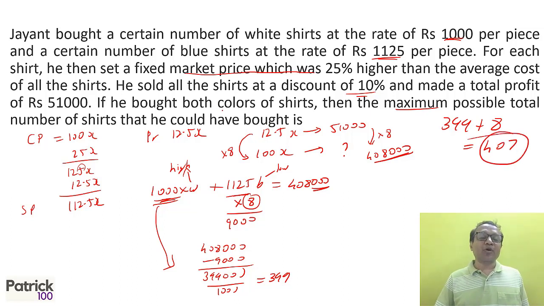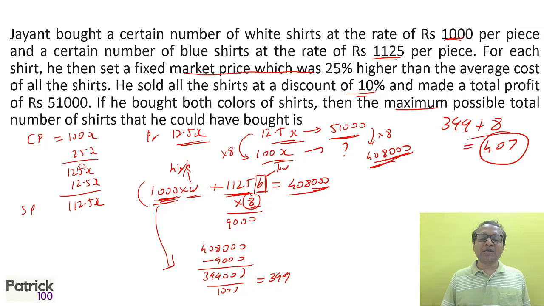Right? Finally, profit 12.5x. 12.5x stands for 51,000. So 100x stands for 4,08,000. And now this 4,08,000 is the sum of white shirts and blue shirts. You want more white shirts and fewer blue shirts. Minimum blue shirts has to be 8 because this has to end in 1,000. Because here is 1,000, the answer is in 1,000, so this has to be in 1,000. Based on that, then calculate to get the answer.